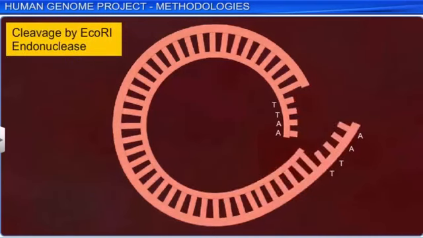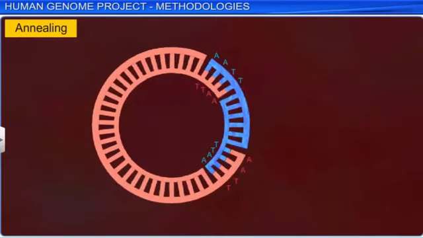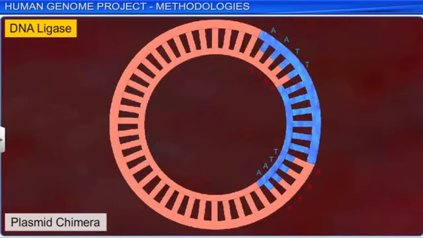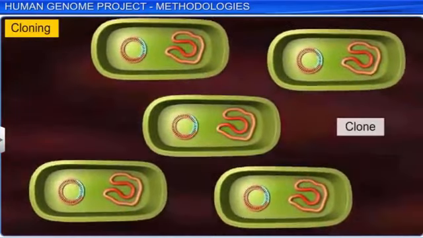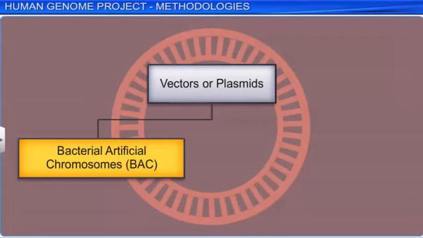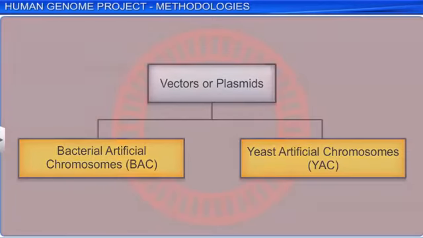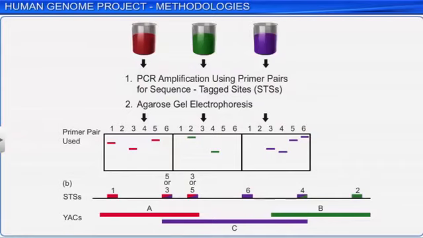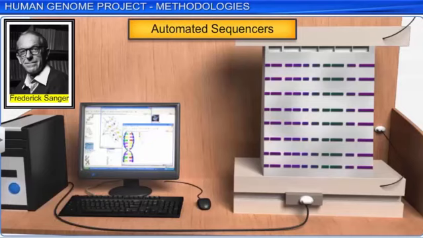These DNA fragments were then cloned in suitable hosts such as bacteria or yeasts with the help of specialized plasmids or vectors. The vectors were called bacterial artificial chromosomes or BAC and yeast artificial chromosomes or YAC respectively. The cloning amplified each DNA sequence, which made it easier to sequence. Sequencing was then done by automated sequencers that worked on a principle developed by Frederick Sanger, who was also responsible for developing a method to sequence proteins and amino acids.